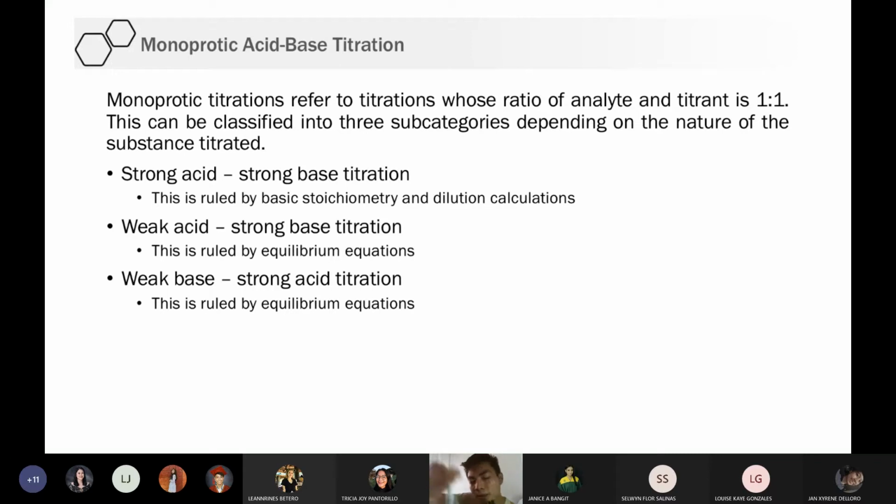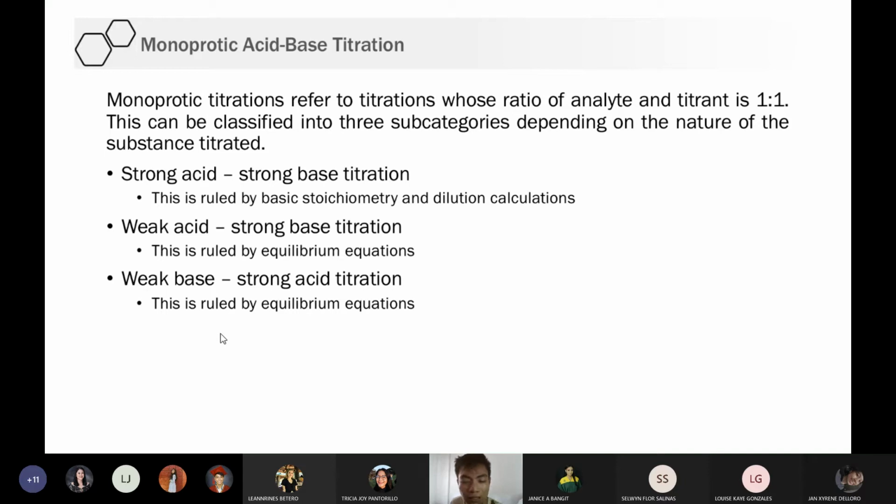Okay, so again, kapag monoprotic acid-base titration, 1-to-1 yung ratio ng acid and base. No? Si acid magbibigay ng isang hydrogen, si base tatanggap ng hydrogen na yan. Okay? Assuming that we follow the Arrhenius definition or the Bronsted-Lowry definition. Okay? So, monoprotic acid-base titration can be classified into 3 subcategories. We have the strong acid, strong base titration, weak acid, strong base, and the weak base, strong acid titration. Okay? So, for each categories, there is a governing equation. No? May susundin tayong equation per category.